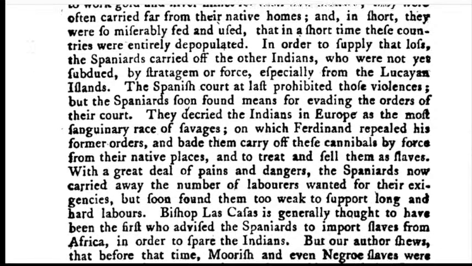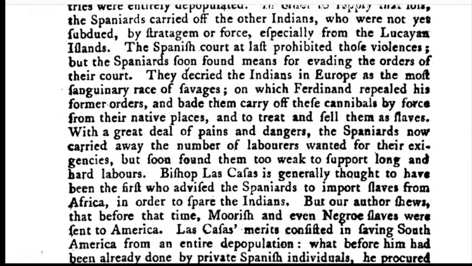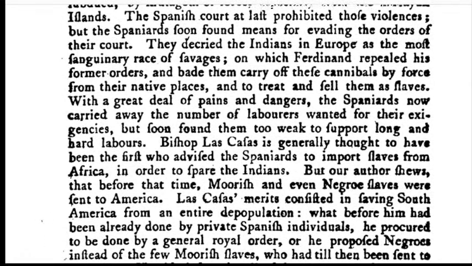Right? And it said, with a great deal of pain and dangers, the Spaniards now carried away the number of laborers wanted for their exegesis. They soon found them too weak to support long and hard labor. So these Indians, they could not support long and hard labors. They wasn't like the ones that came from Africa. You know what I'm saying? They wasn't like the black Jews.